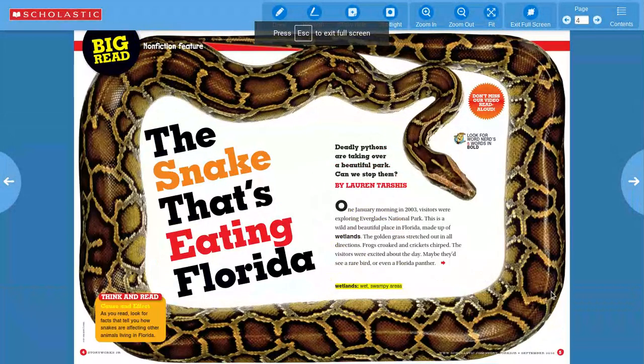Okay, the snake that's eating Florida. Deadly pythons are taking over a beautiful park. Can we stop them? One January morning in 2003, visitors were exploring Everglades National Park. This is a wild and beautiful place in Florida, made up of wetlands. The golden grass stretched out in all directions. Frogs croaked and crickets chirped. The visitors were excited about the day. Maybe they'd see a rare bird or even a Florida panther. These are all things you can see at the Everglades.